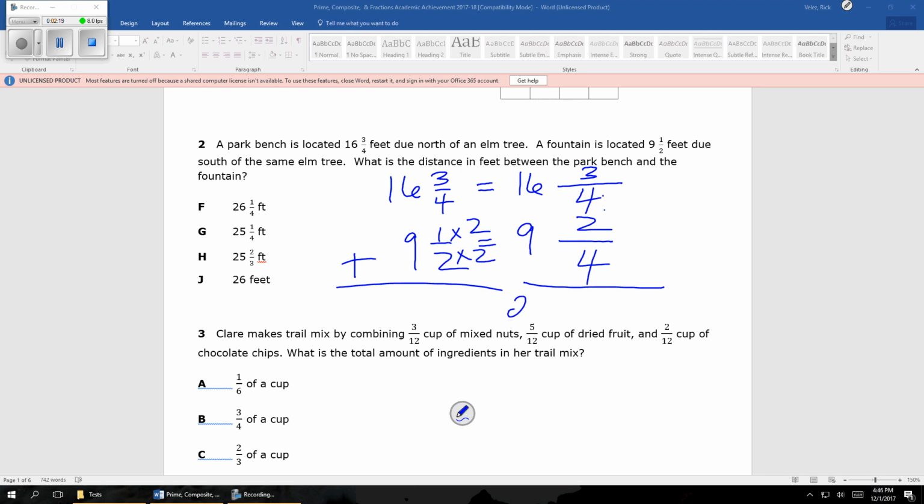16 plus 9 is 25. 3 and 2 is 5. 5 over 4. We know that this is an improper fraction. So mentally you can ask yourself, how many 4s go into 5? Obviously there's 1. And then you subtract the 4 out, which was the whole, and you have 1 left over, 1/4.